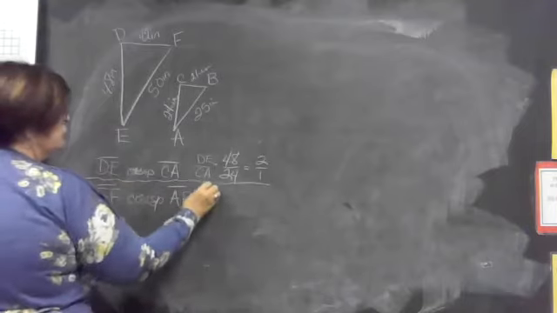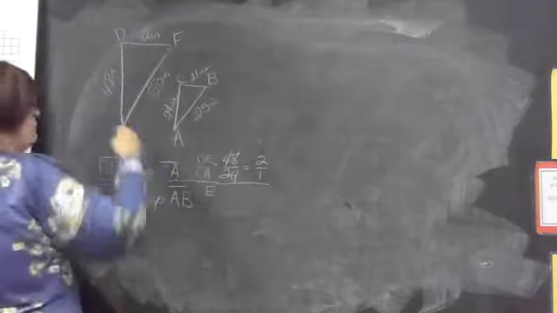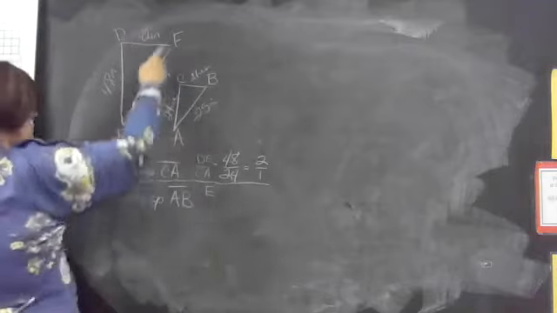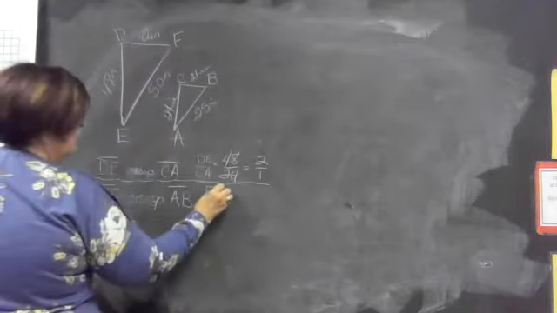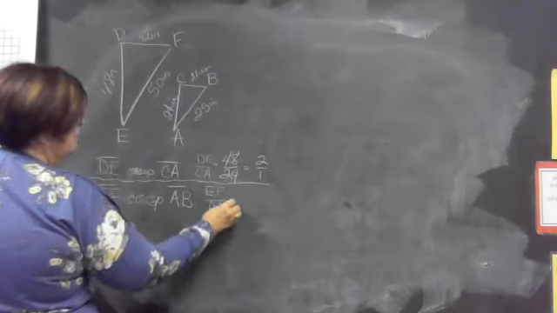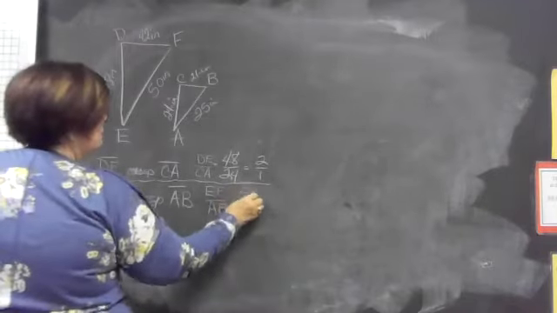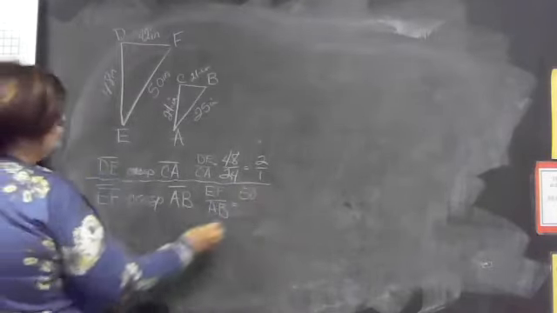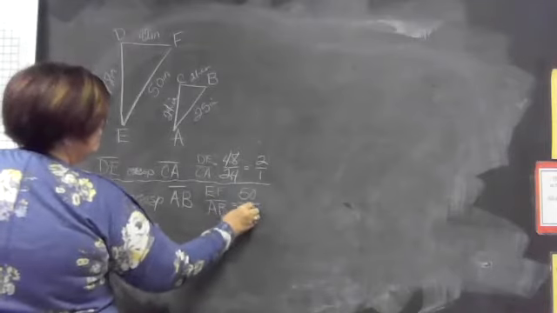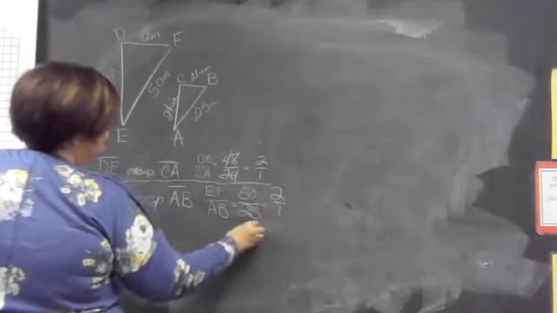So now we started with the big triangle on top, so we've got to do the big triangle on top. So EF over AB equals, EF is 50 and 25, which simplifies to 2 over 1. So we're good so far.